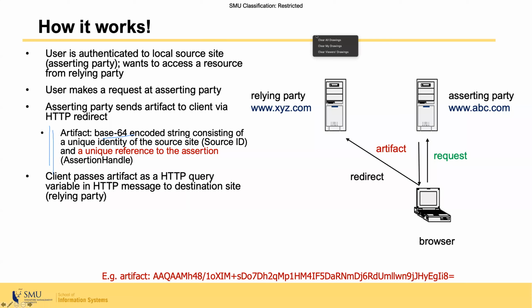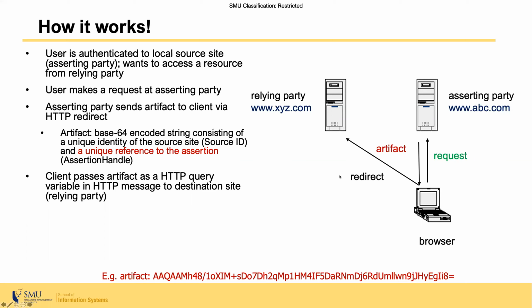So the clients obtain the artifact from the asserting party. And in fact, the browser will handle this redirecting. So it will simply redirect the artifact sent by the asserting party to the relying party. Okay, so in fact, this is a redirect process. The client makes a request, the asserting party prepares the assertion, and then it provides the artifact that points to the assertion back to the browser.